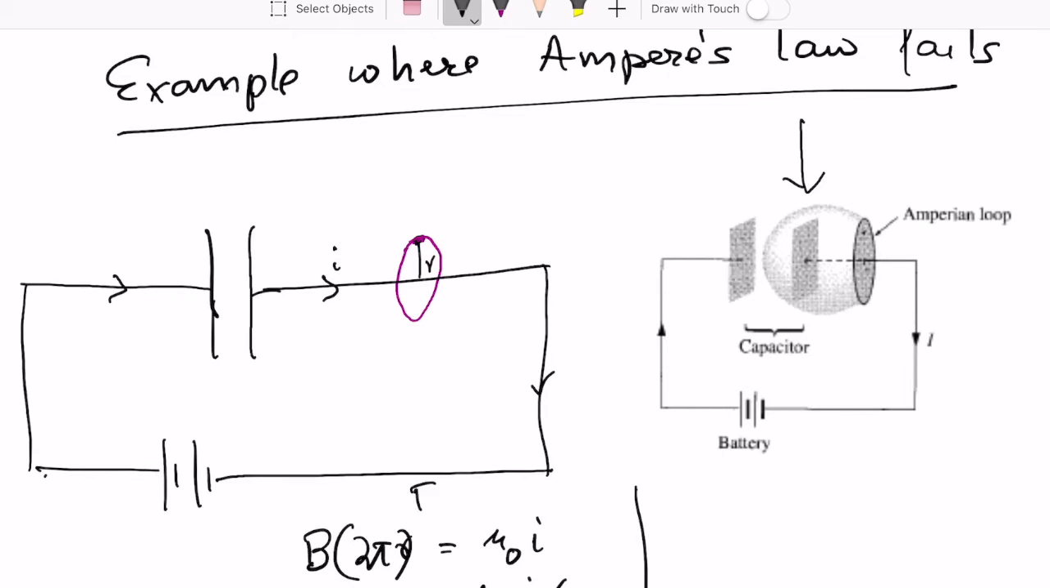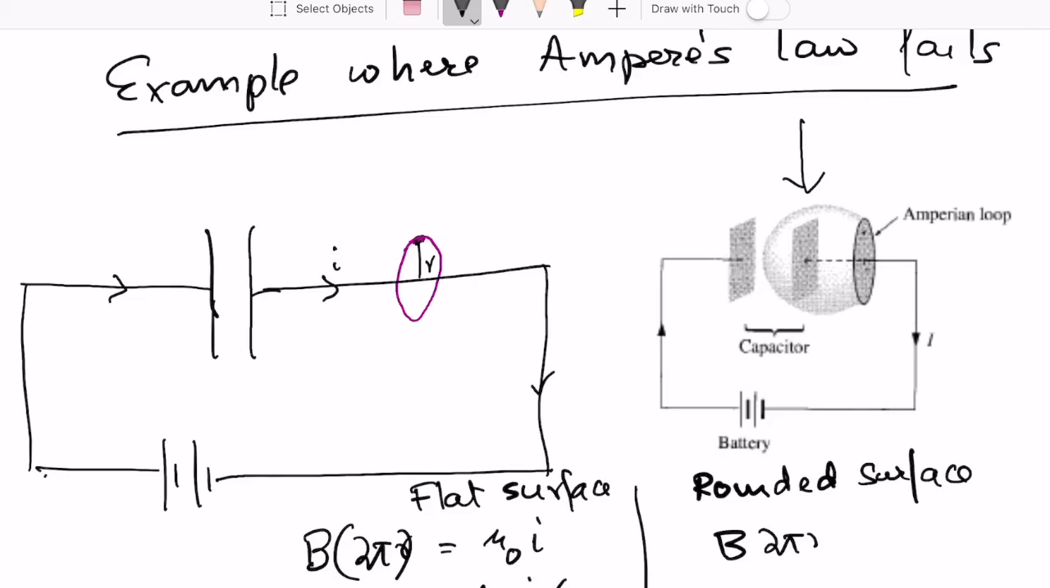So this was for the flat surface. For the rounded surface, B times 2 pi r, the left side of Ampere's law will remain the same, for the same Amperian loop. I enclosed is 0. So that means B is 0. So if you use the rounded surface, you're getting the wrong answer, right? If you actually do an experiment and measure the magnetic field, you'll see that it agrees with mu 0 I divided by 2 pi r. So that is the correct answer. But using the rounded surface, you get the wrong answer.